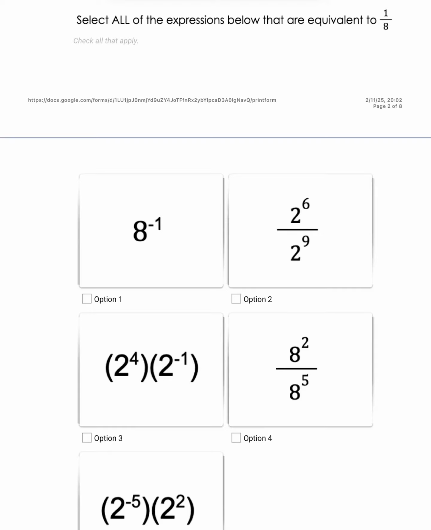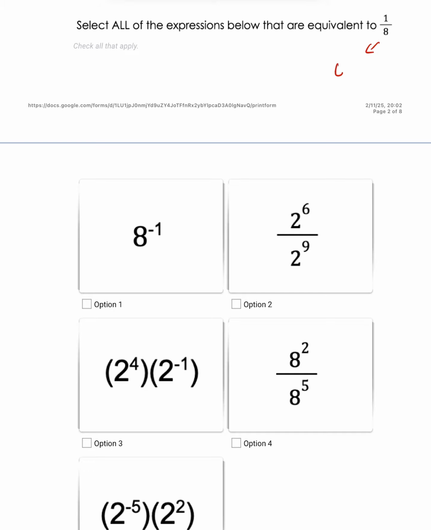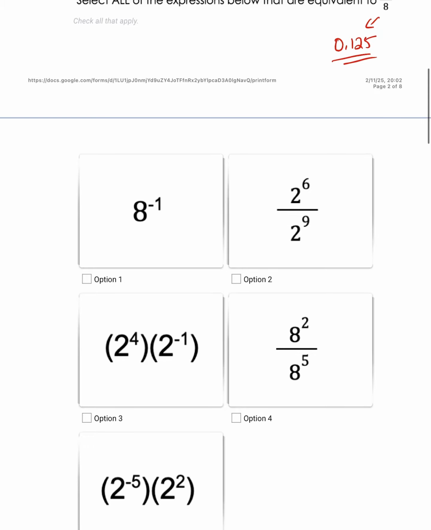Select all of the expressions below that are equivalent to 1 over 8. So again, you could just throw this into your calculator and find out that the value of 1 over 8 is 0.125, and find out which of these other answer choices also has a value of 0.125. But I'm going to do it with the rules of exponents.